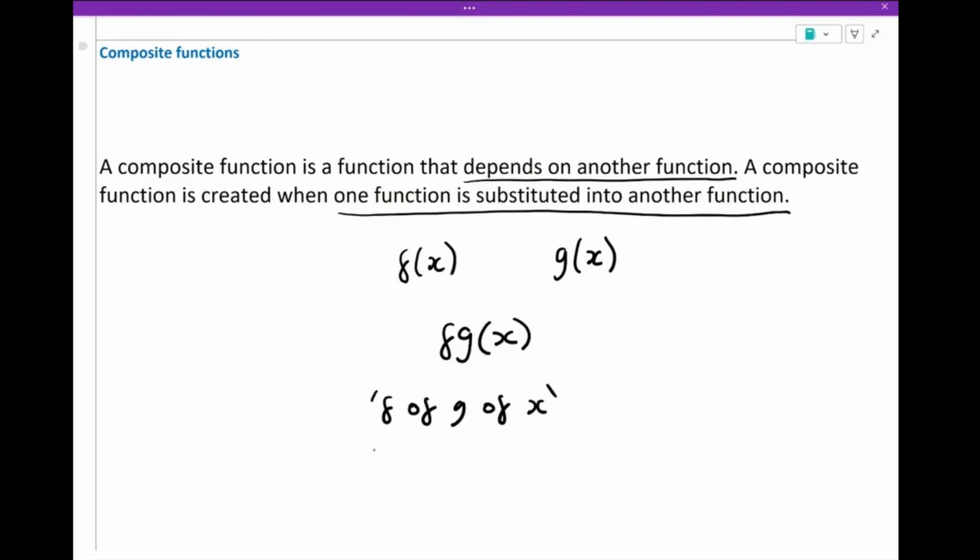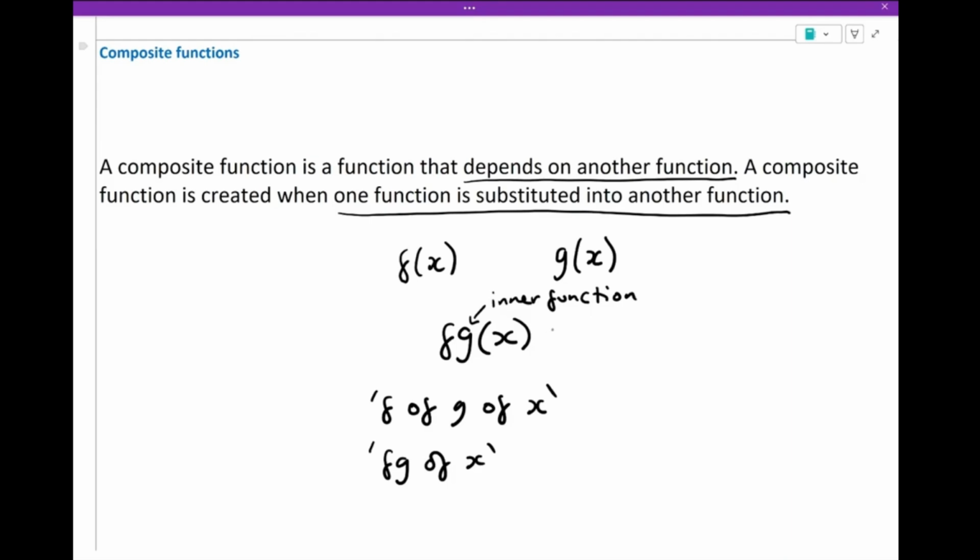Or you could say fg of x, like that. And in this scenario, you'd be substituting the g, the right-hand function, into the left-hand function f. So you might refer to g as the inner function. So you substitute your inner function, which is written on the right, into your outer function.